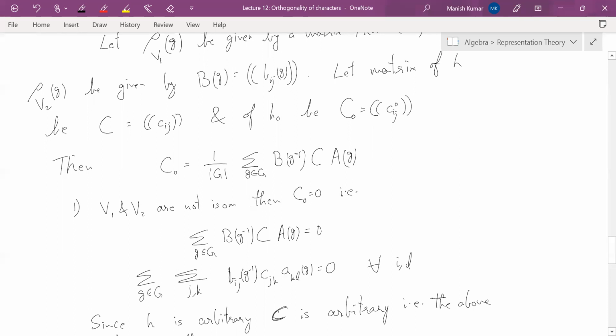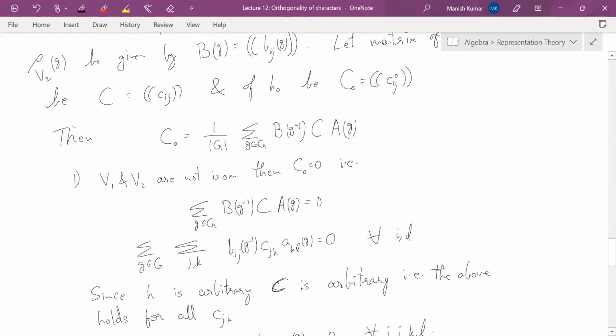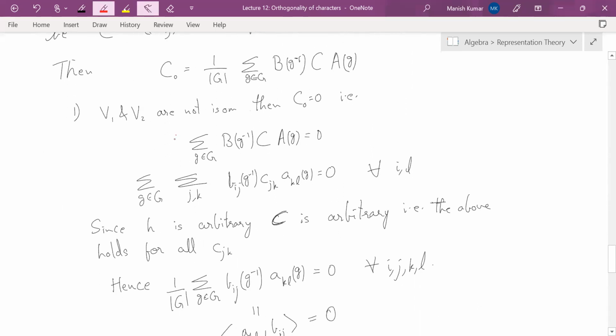The first statement says that if V1 and V2 are not isomorphic and they are irreducible, then C0 is 0. So if you translate this in terms of this matrix formula, I have removed 1 over |G|, but maybe we can carry it on, or let's not worry about it. If 1 over the size of G times this is 0, then of course this is also 0.